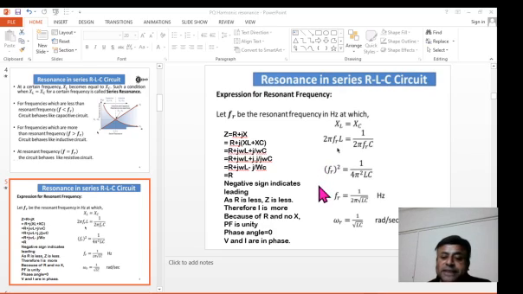So, we can call this omega R, that is 1 upon omega C. In this way, we get a very important relationship: the resonant frequency is 1 upon 2 pi under root LC.